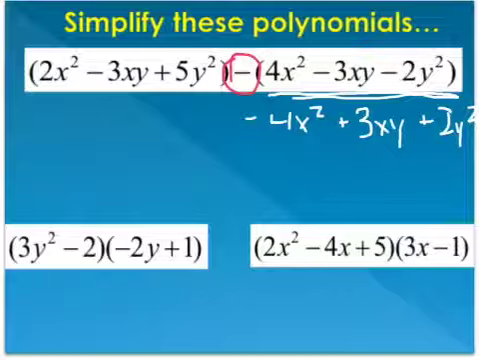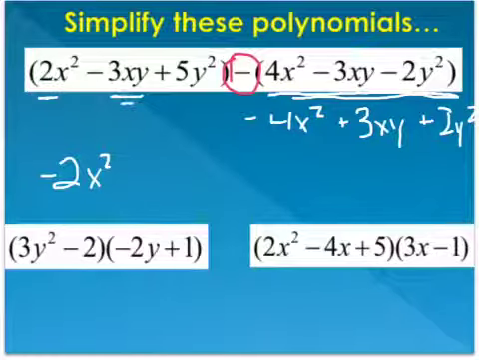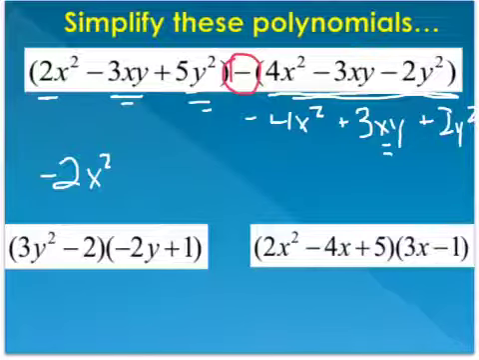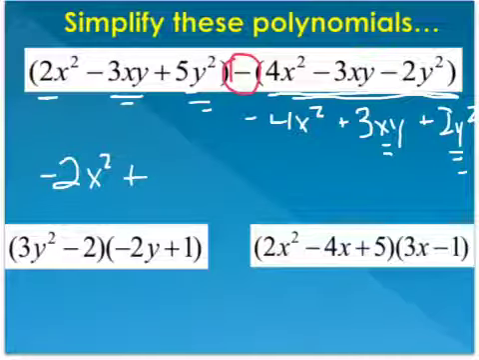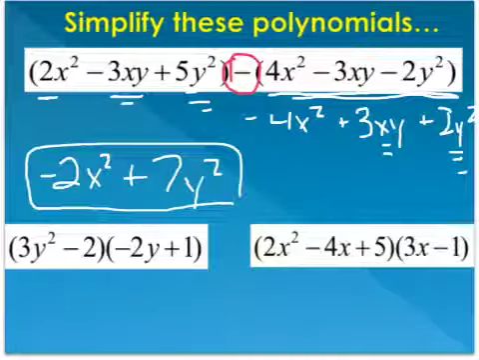I have a 2x squared on the front end right here, and minus 4x squared, that's going to be negative 2x squared. I have an xy right here, and I have an xy right here. So that's negative 3 plus 3, that's 0. I don't have to write that one. And then I have a y squared, and I have a y squared. So plus 5 on the left side, plus 2 on the right side, that's going to be a plus 7y squared. And that's finished. So I simplified that using subtraction.